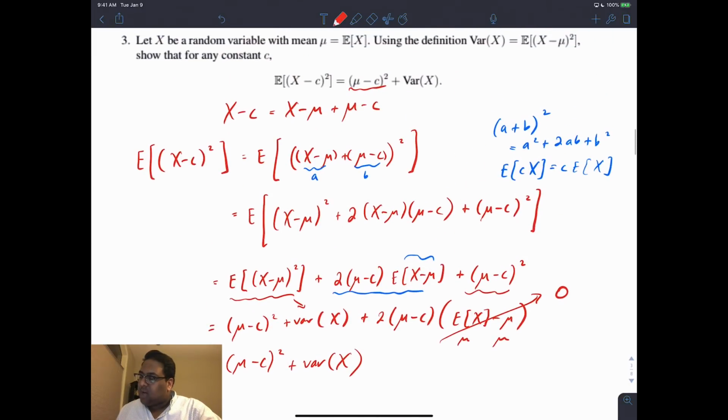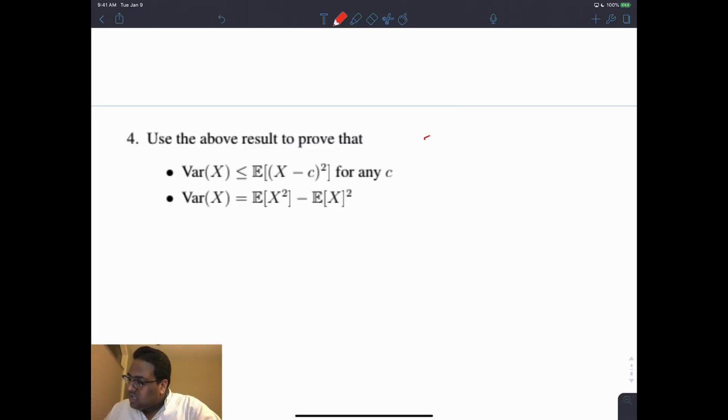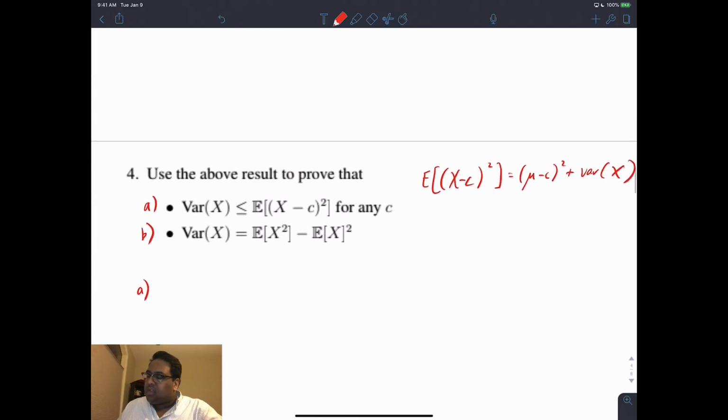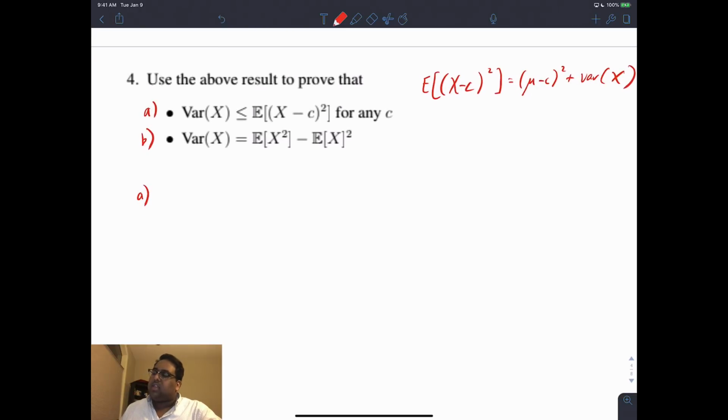Why don't I just copy, I can write it out. We'll need this. So the expectation of x minus c quantity squared is mu minus c quantity squared plus the variance of x. Okay, and I'll separate this question into part A and part B. So in part A, we want to show that the variance is the minimum value of this quantity for any c. So what this is saying is that give me any real number c, the variance will always be the smallest possible value. In other words, if c is equal to the expectation, it will take on the smallest possible value.